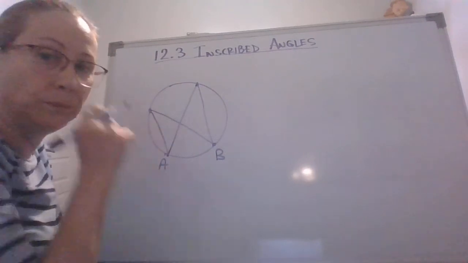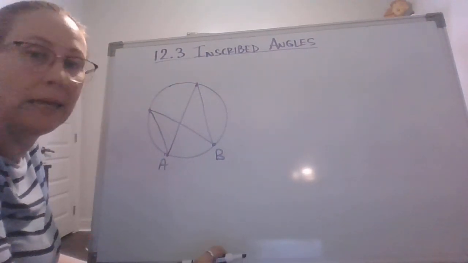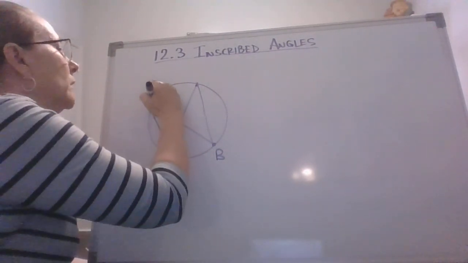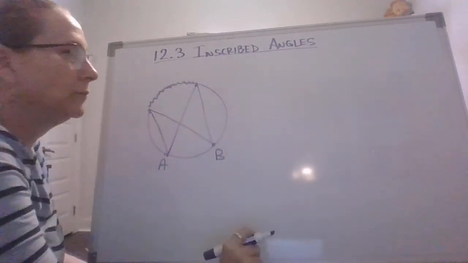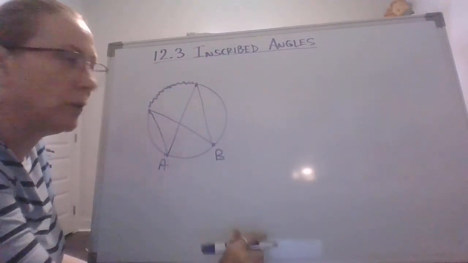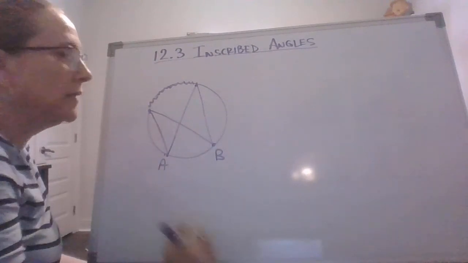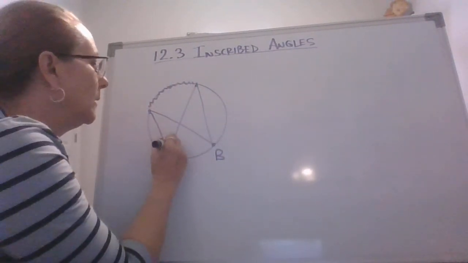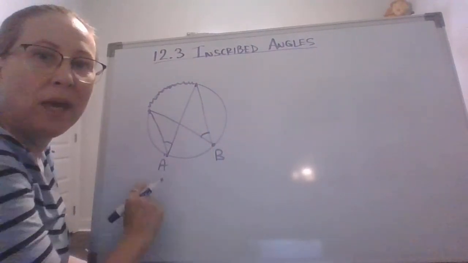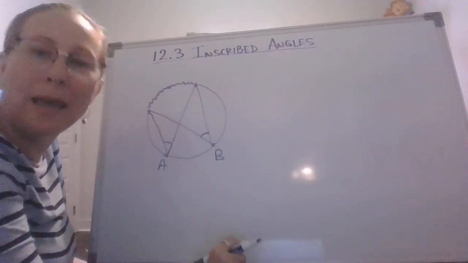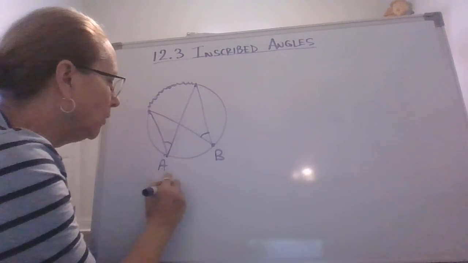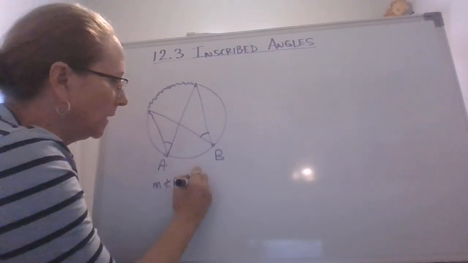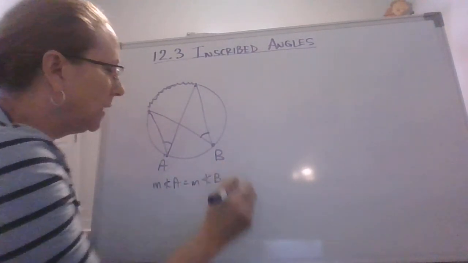So we're looking for angle A and angle B. Well, the arc here is the same for both. A opens up to that arc, B opens up to that arc. So the rule is if they have the same arc, the angles are congruent. So the measure of angle A is equal to the measure of angle B.